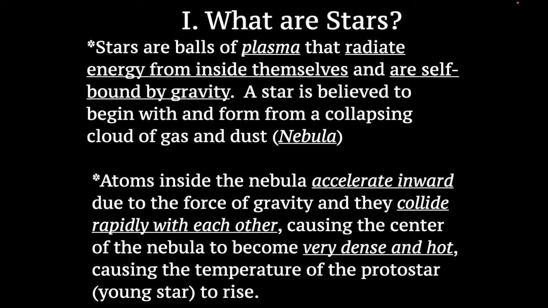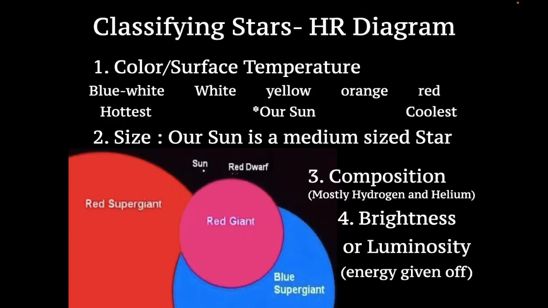So it's believed that in the nebula, the cloud of dust and gas, we have rapid spinning and acceleration of atoms. They hit with a strong force due to the gravity inside the nebula. That strong force then gives off a very hot, dense composition of matter, forming a star, specifically a proto or young star. This is basically the HR diagram of classifying stars, focusing on color with surface temperature, the size of the star, the composition of the star, and the brightness or luminosity of the star.